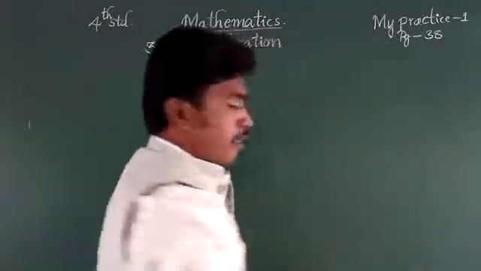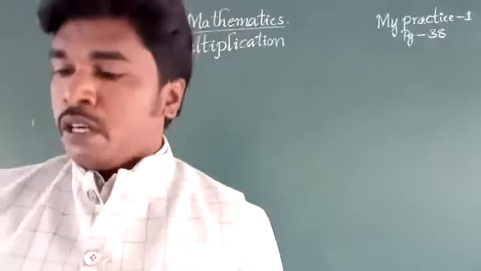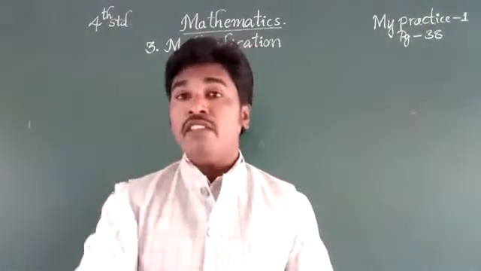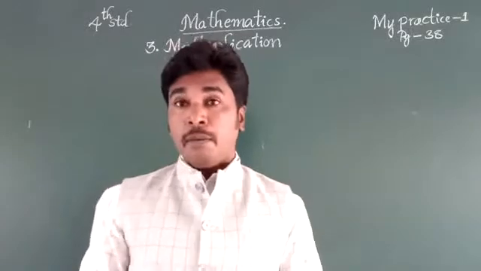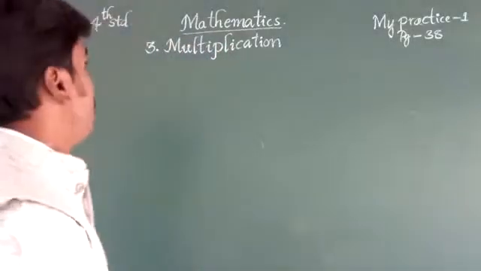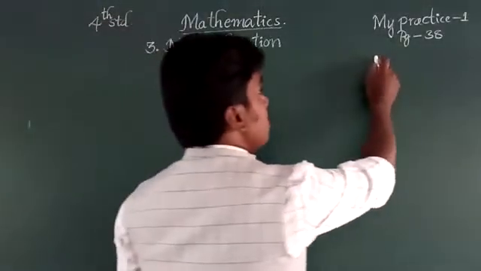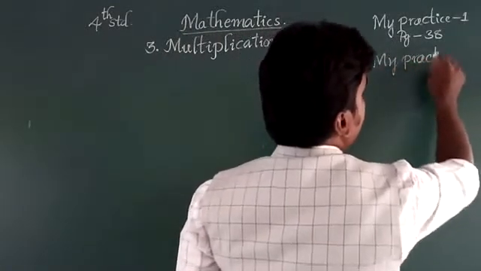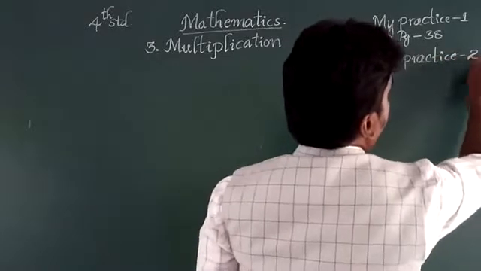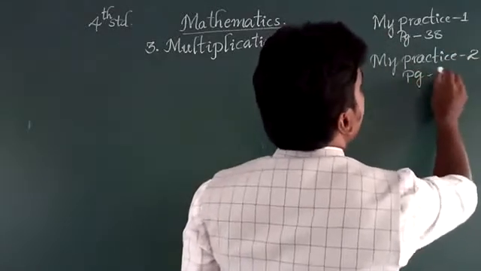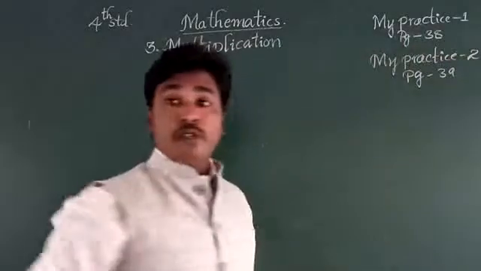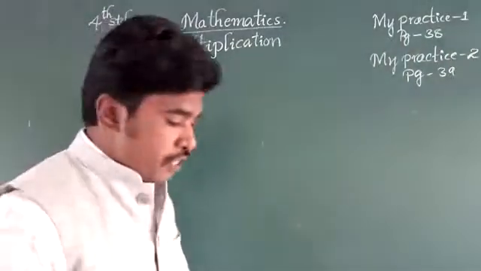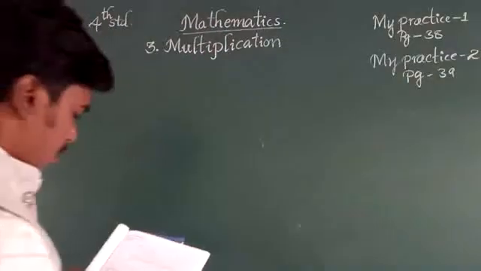It is My Practice 2, and it is the multiplication of 3-digit numbers along with 3-digit numbers. So it is there in My Practice 2. It is page number 39. This page also you please complete, because these are very simple problems. First problem I am going to take.